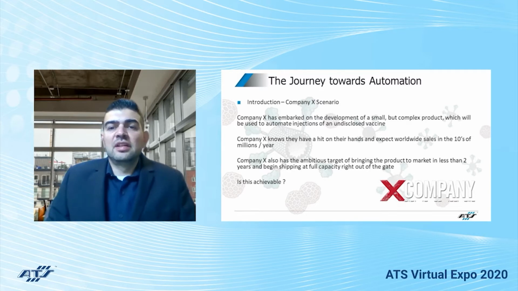Looking closer at this scenario, we find that Company X has quite a few challenges on their hands. First, automating a small yet complex product is not easy. Two, they definitely need automation as worldwide sales in those volumes won't be achievable with manual assembly unless you have a very large scale operation. Lastly, bringing the product development and the automation development cycles to a close within 2 years is a very stringent timeline. This is achievable, however, Company X needs to do quite a few things right to hit these milestones.